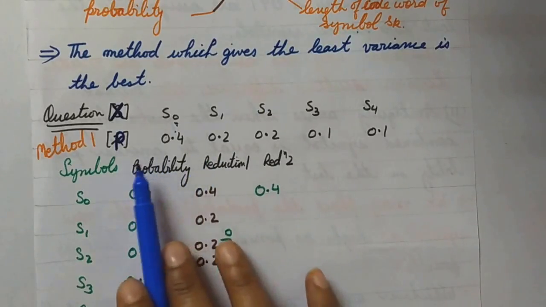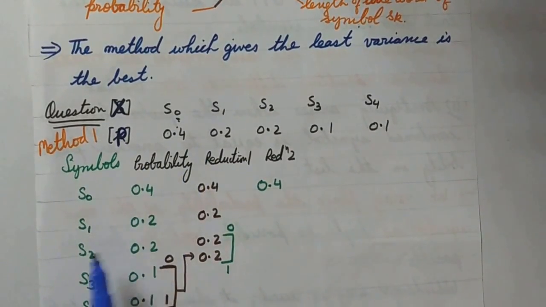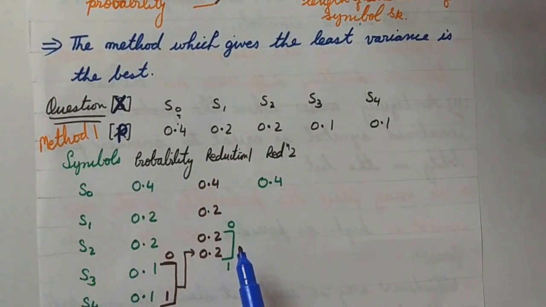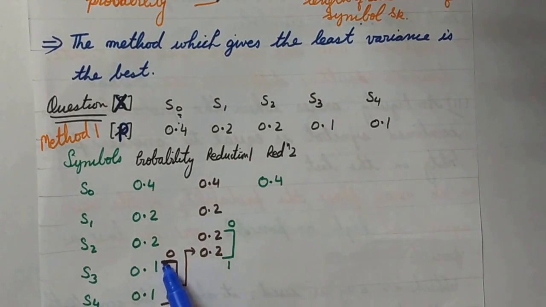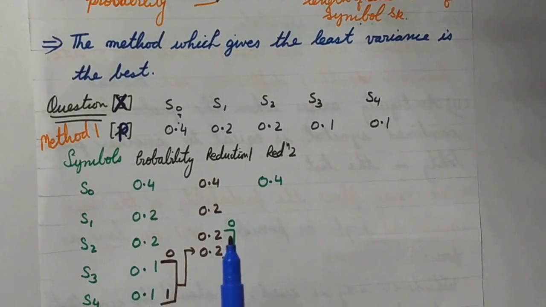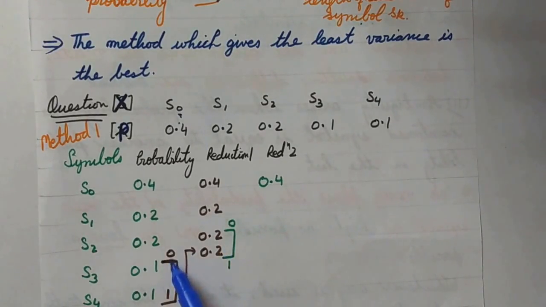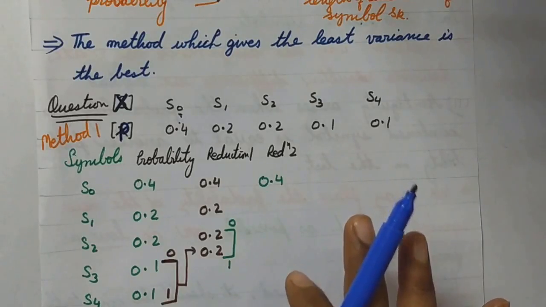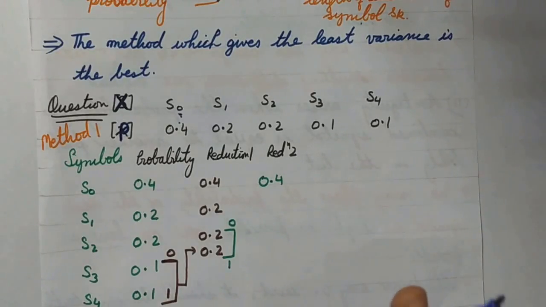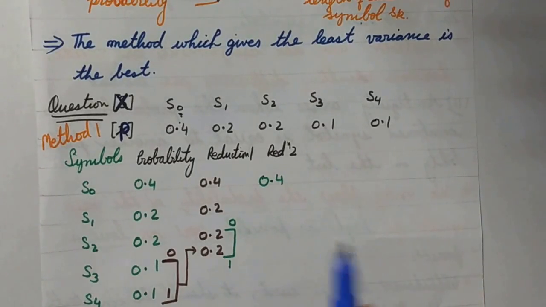So these are the symbols and their corresponding probabilities. The first step is that the last two symbols or messages are combined. In my previous video I used 1 and 0. It hardly matters whether you put 1 and 0 here or 0 and 1. It will make no difference to the code word length or to its efficiency. You can check it. There is no difference. I'll show you.